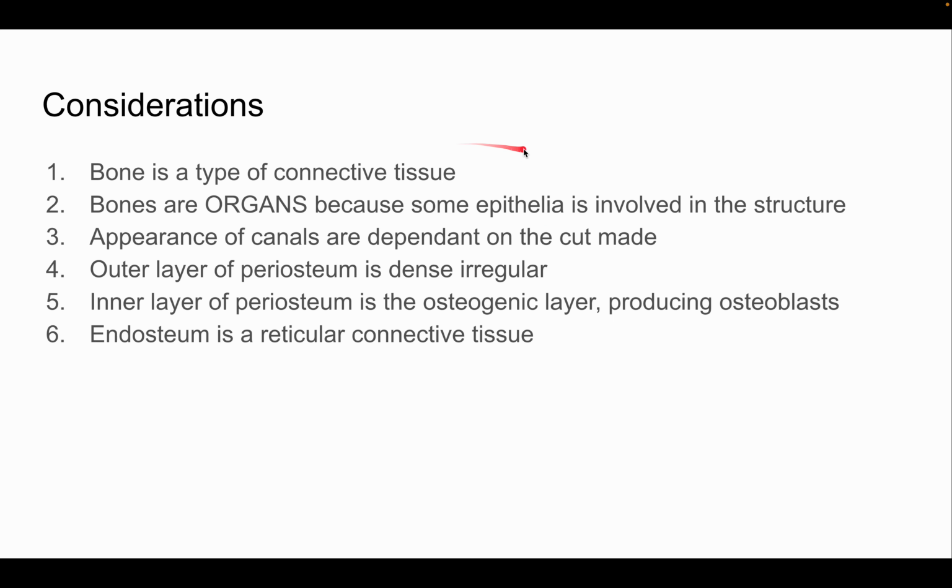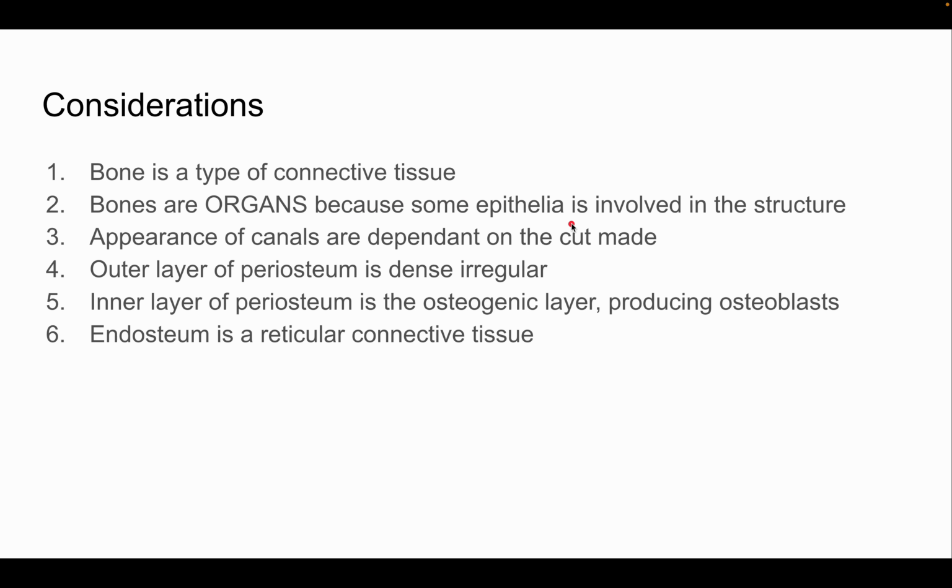All right, here are some considerations. Bone is a type of connective tissue, but a bone itself, the bone as a material, is connective tissue, but bone as an organ, bones are organs because there are epithelia as well as connective tissue involved in a single structure. So we consider this an organ because there are many tissues.